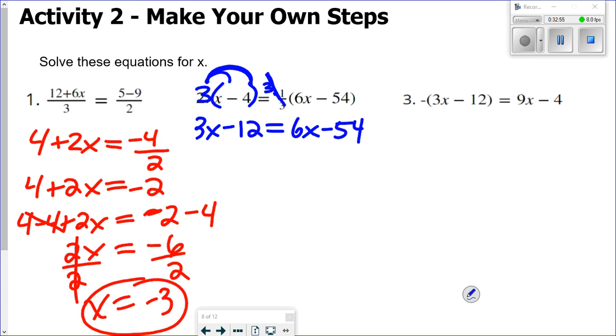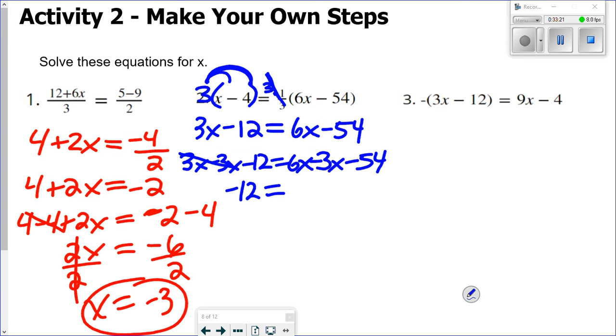At this point, I'd like to combine my x's. So if I want to eliminate the 3x from the left, I know I can do that by subtracting 3x to make a 0 pair on the left. I also know whatever I do to the left, I must do to the right to balance out my equation. So I'm going to take away 3x from both sides, making a 0 pair on the left. And negative 6x minus 3x gives me negative 9x.